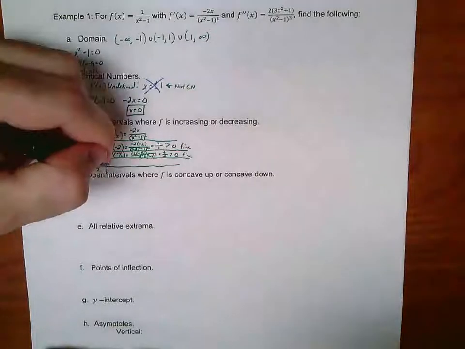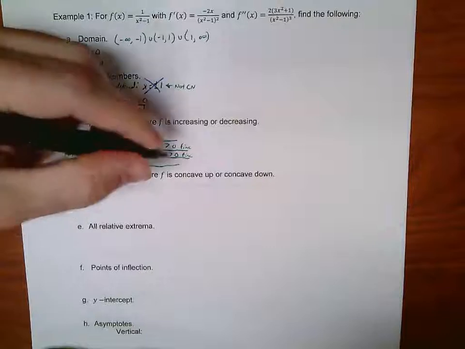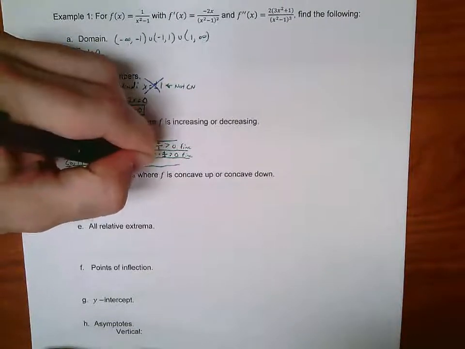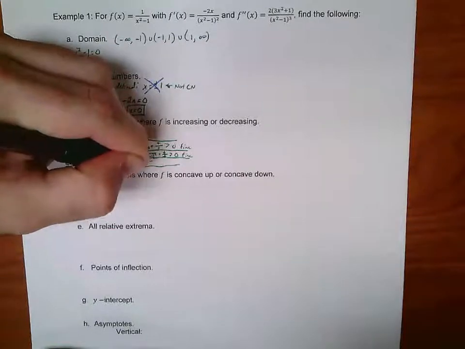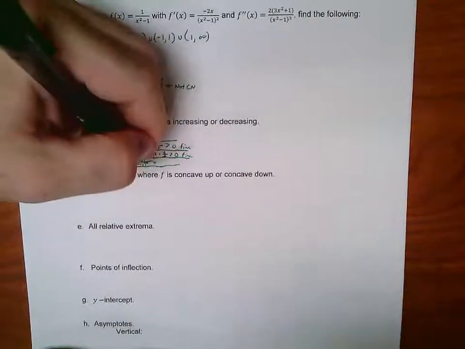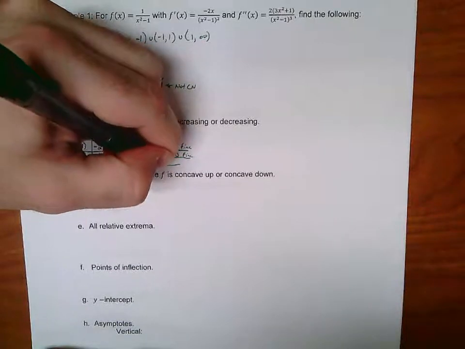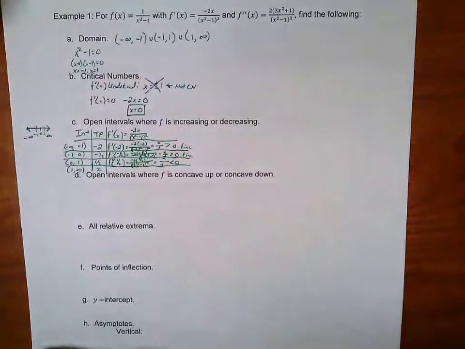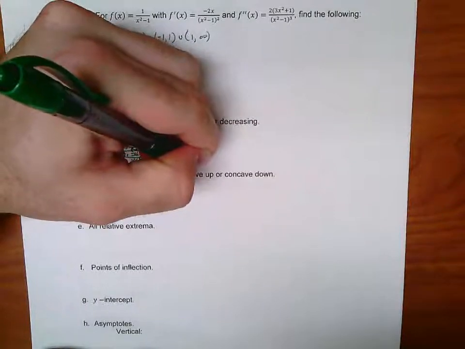f prime of positive 1/2. So that's negative 2 times positive 1/2 over positive 1/2 squared minus 1 quantity squared. So negative times positive in our numerator is going to be negative. And our denominator is always positive since that's something squared. So this is going to be less than 0 because negative divided by positive is going to be negative. So f is decreasing here.